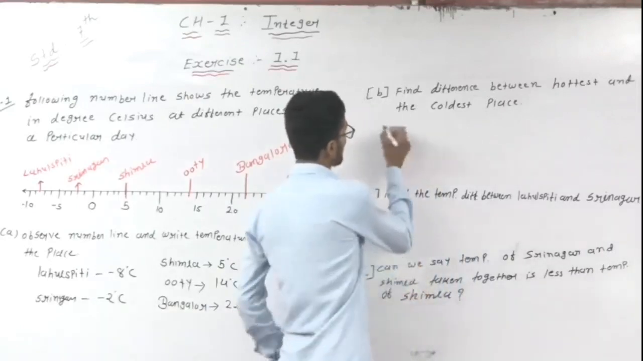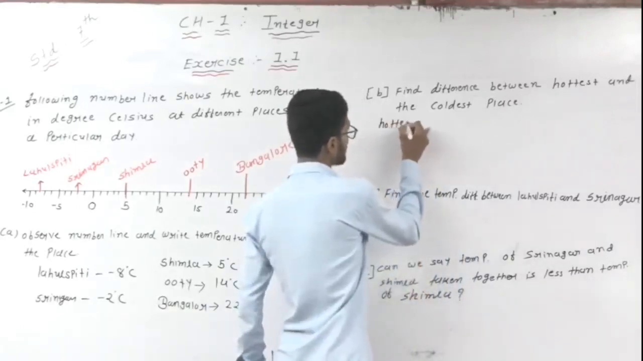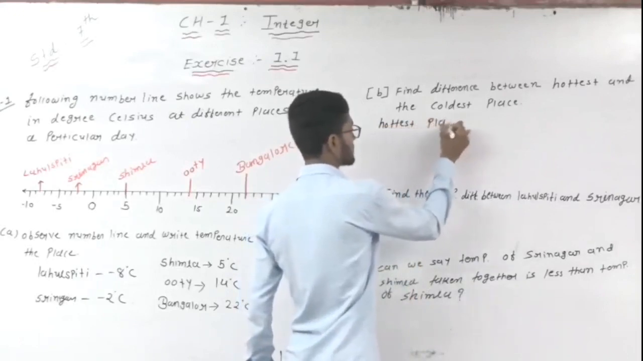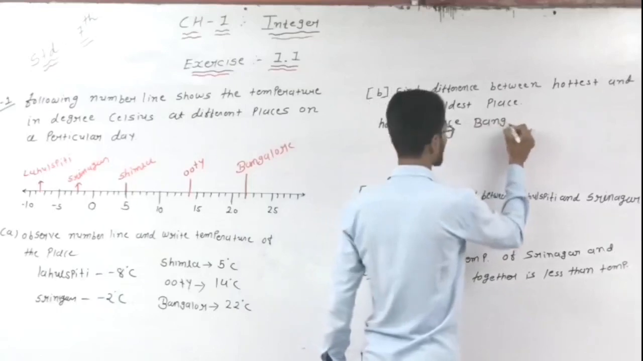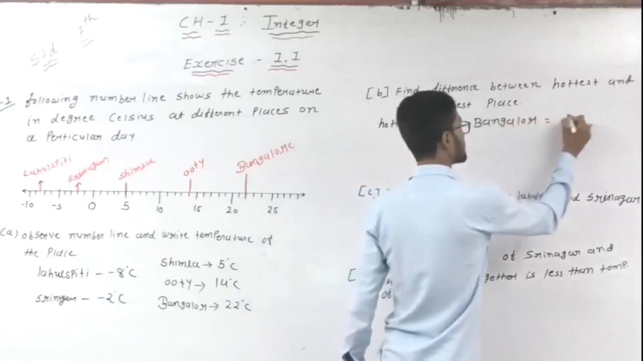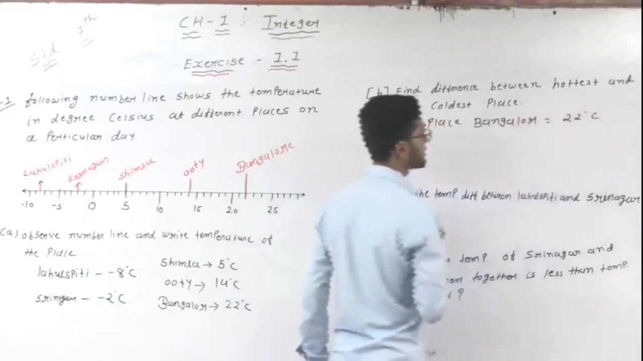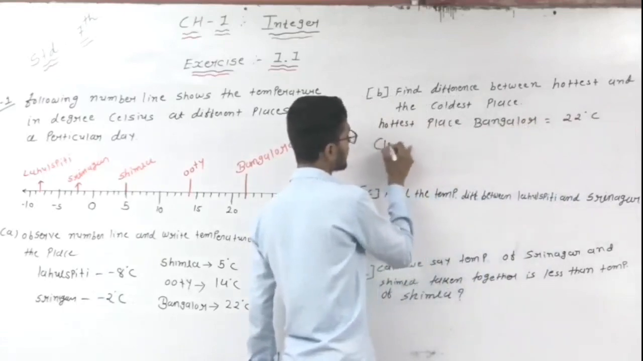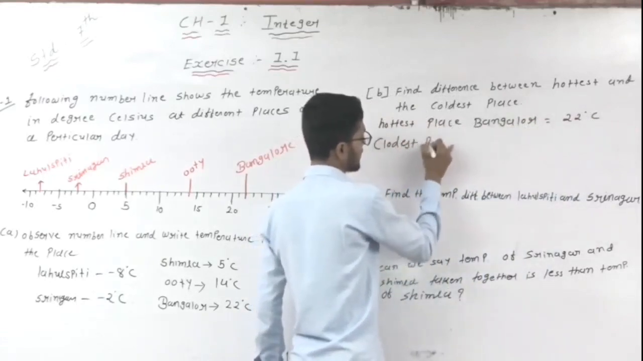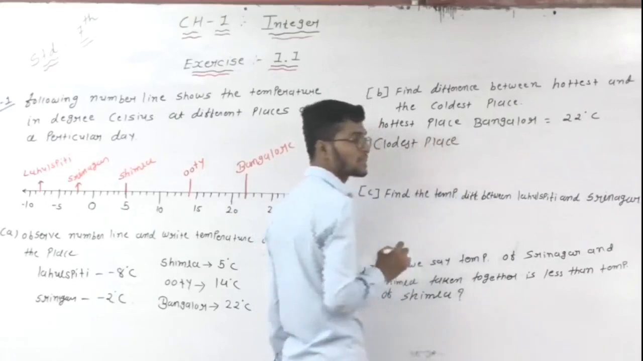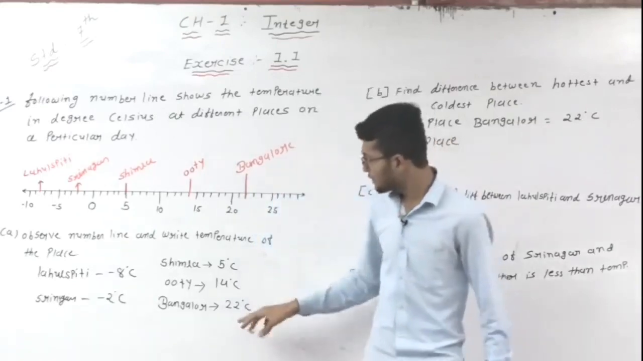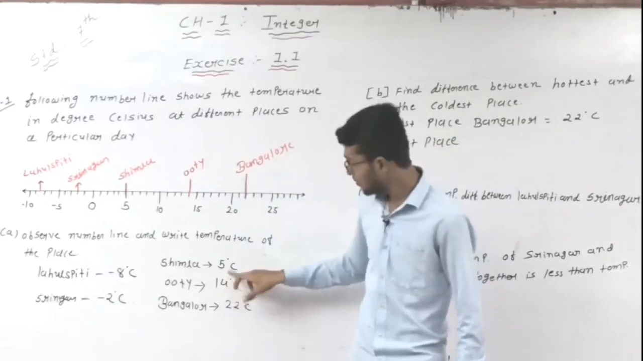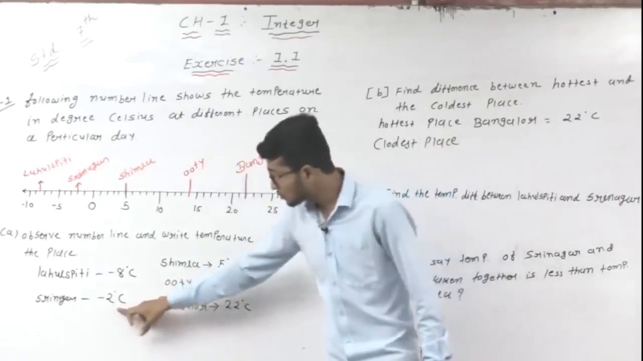So hottest place, Bangalore, is equal to 22 degrees Celsius. And then the coldest place is the one with the minimum, lowest temperature. The low temperatures are 14, no, 5, no, -2 and -8.